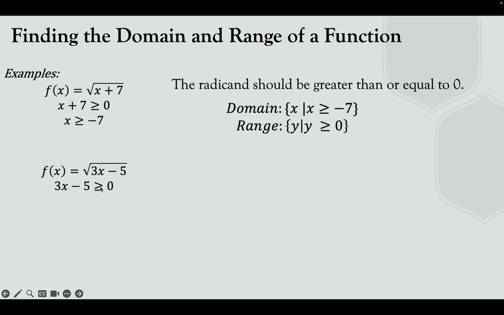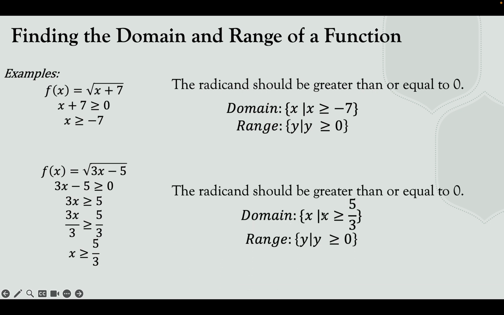So, 3x minus 5 greater than or equal to 0. Transpose negative 5 to the right side. So we have here 3x greater than or equal to positive 5. To find the value of x here, to isolate x, divide both sides by 3. So that means we have x is greater than or equal to 5 over 3. So that means the domain is x such that x is greater than or equal to 5 over 3, and the range is y such that y is greater than or equal to 0. Okay? That is how to identify using the given equation.